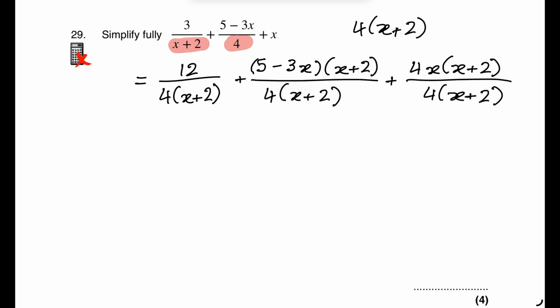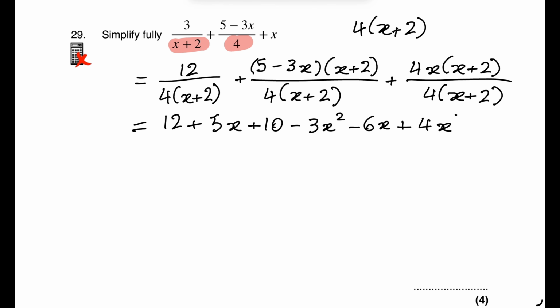Okay. Now, because we're doing addition, the easiest thing to do here is going to be to expand these brackets, add it all up, and then factorise the result to see if we can cancel anything. So, what we have is 12, add 5 times x, 5x, 5 times 2, add 10, subtract 3x squared, subtract 6x, add 4x squared, add 8x, all over our common denominator.